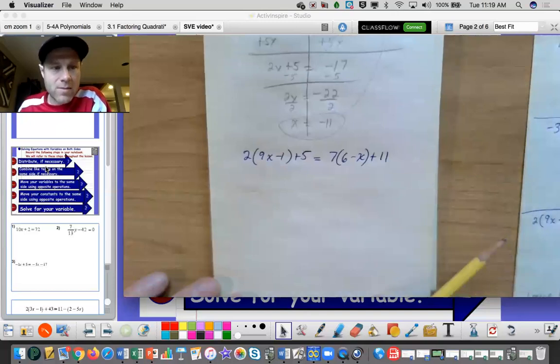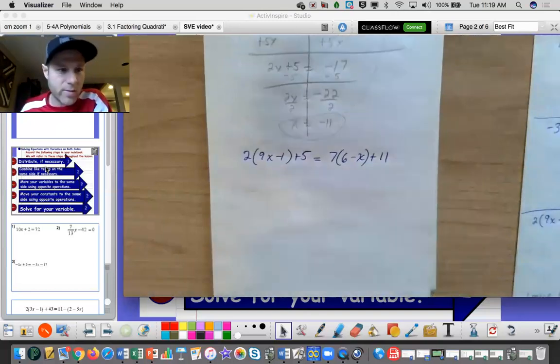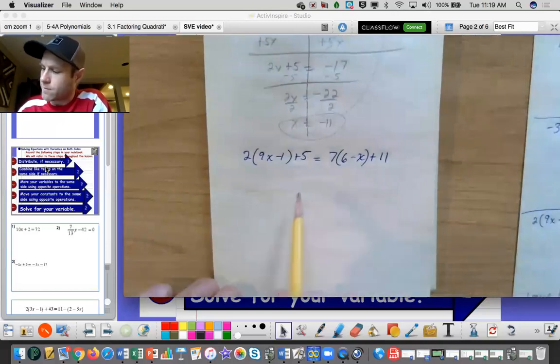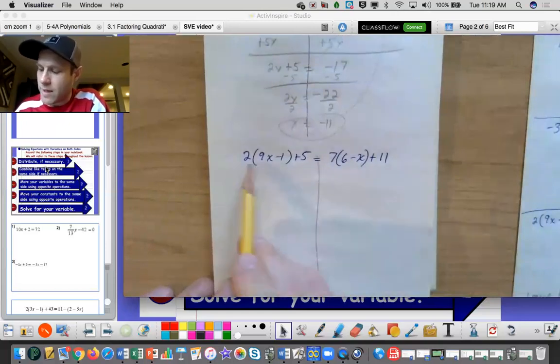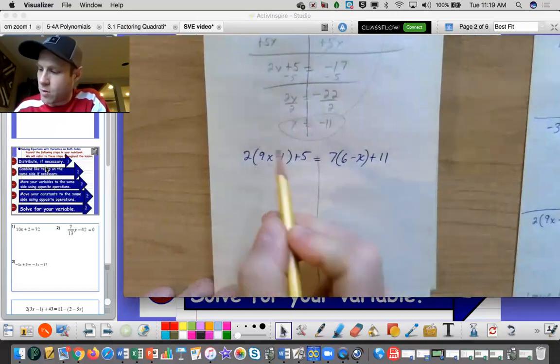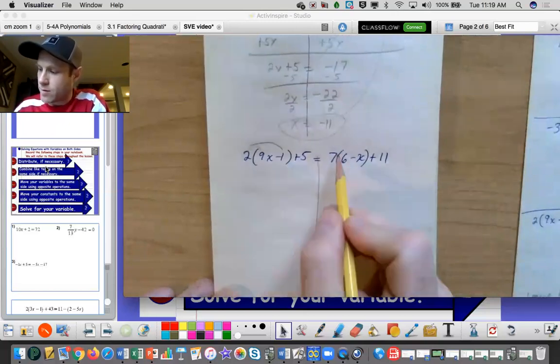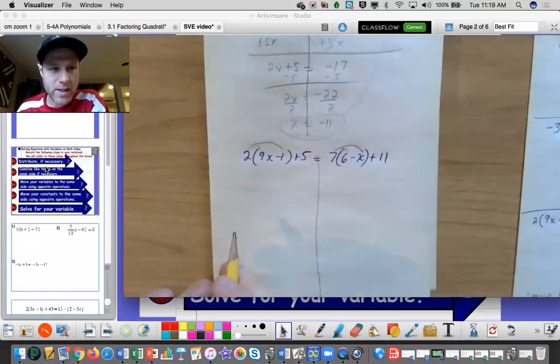For my last example here, I'm going to show a problem that just does it all. It has a little bit of distribution, combining like terms, variables to move to one side, the whole works. So we draw our line and we look at each side, and I know I have to distribute because I have multiplication with a set of parentheses here, and I'm going to do it on both sides simultaneously.